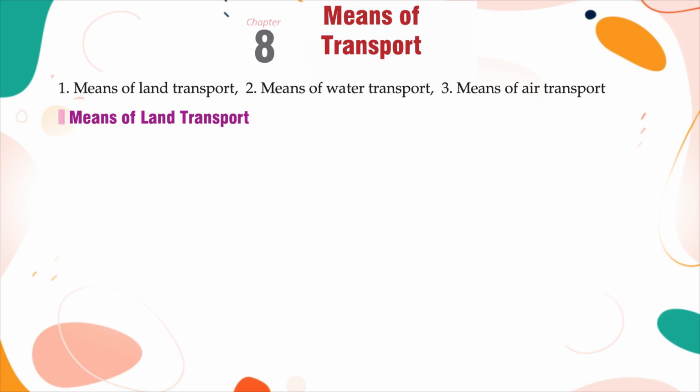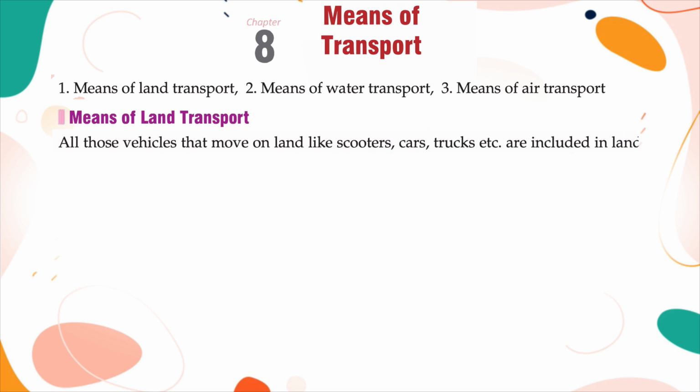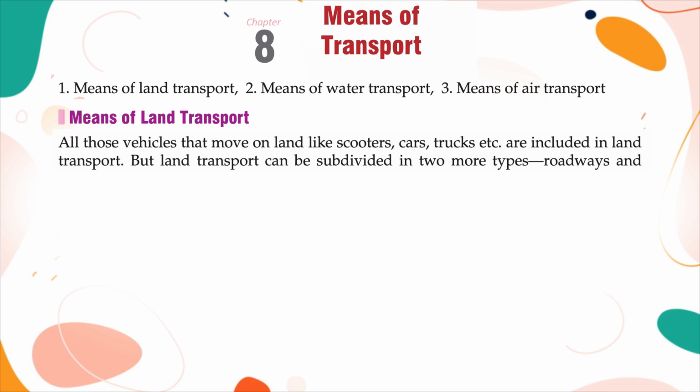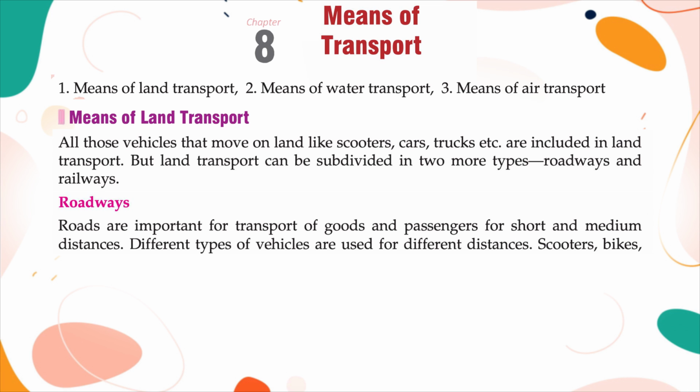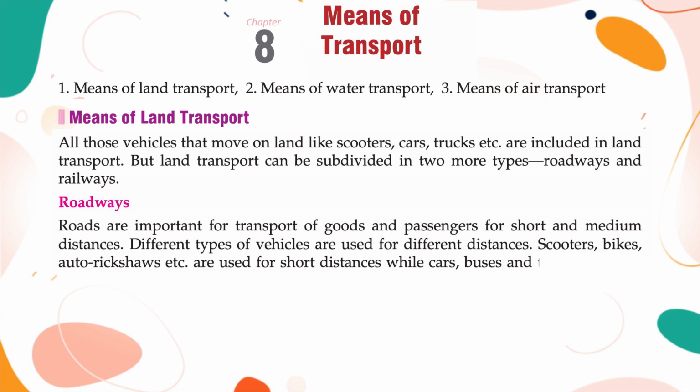Means of land transport. All those vehicles that move on land like scooters, cars, trucks, etc. are included in land transport. But land transport can be subdivided into two more types: roadways and railways. Roadways. Roads are important for transport of goods and passengers for short and medium distances. Different types of vehicles are used for different distances. Scooters, bikes, auto rickshaws, etc. are used for short distances, while cars, buses, and trucks are used for covering long distances.